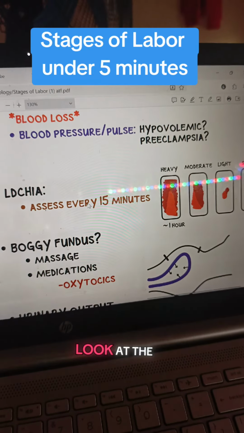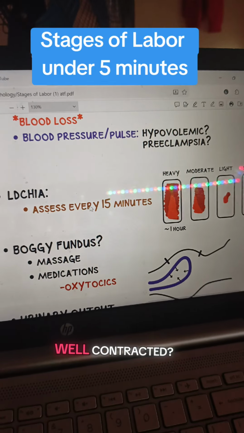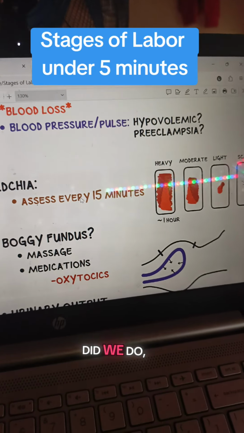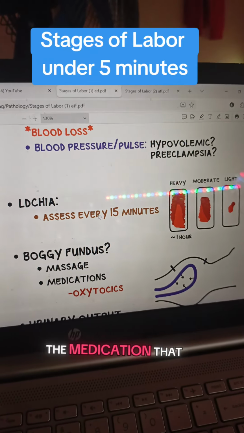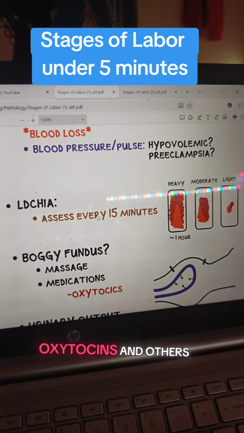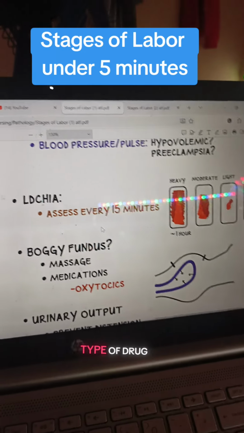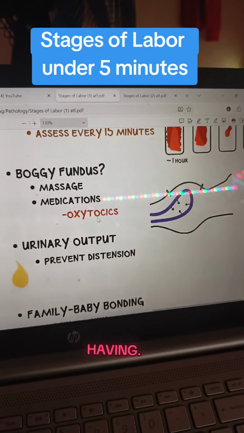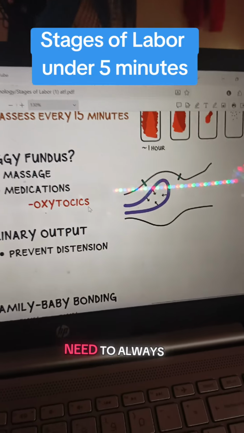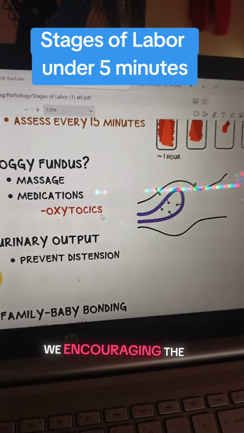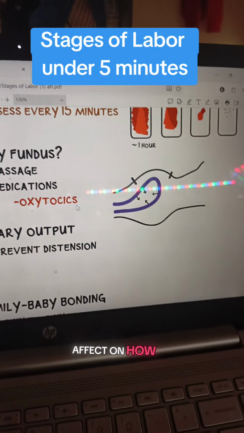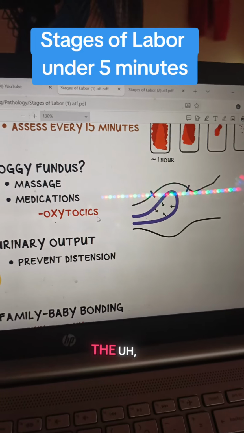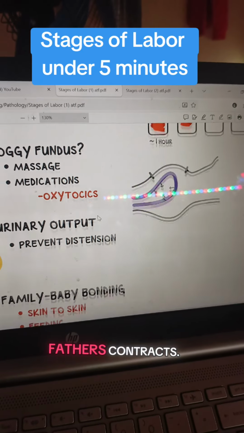Then we also look at the fundus. Is the fundus well contracted? Did we do the massaging? Did we give the medication, that is now the oxytocin and others, or even carbetocin, depending on the type of drug that you are having? So we also need to always monitor the urine output. We're encouraging the mother to always void because a full bladder can also affect how the fundus contracts.